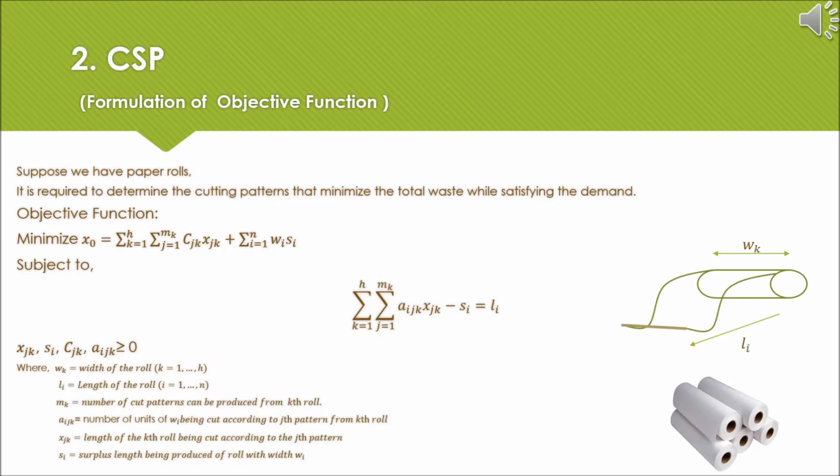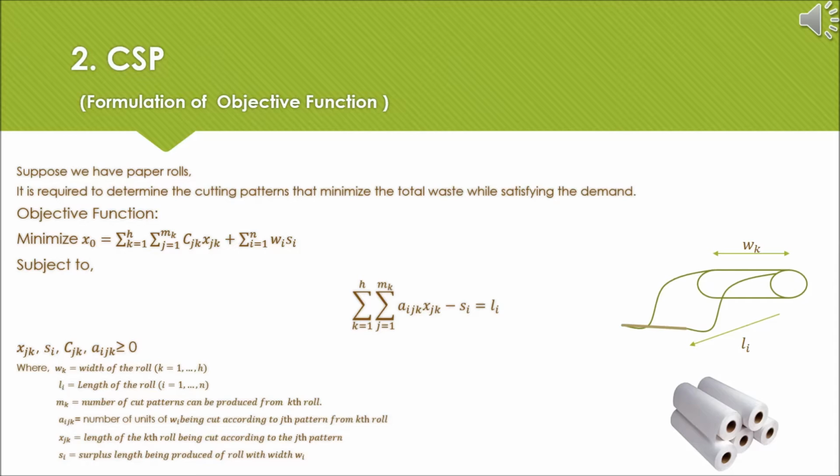As we all know, in all LP formulation problems, we need to find the objective function and the constraints. So suppose that we have paper rolls, and it is required to determine the cutting patterns that minimize the total waste while satisfying the demand. As you can see here, this is the objective function shown in front of you with the constraints. It is also worth mentioning that this problem is two-dimensional, and the graph on the right shows you the width and the length of the problem.